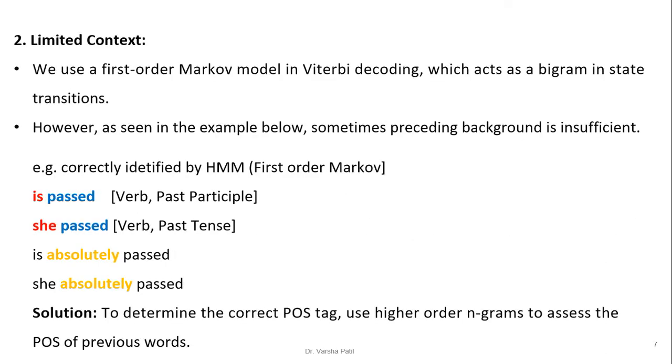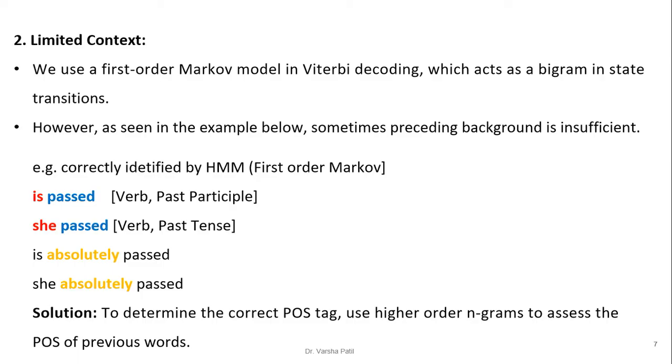Next is the limited context. In the HMM model we use a first order Markov model, that is nothing but a bigram. That is, we are using only one word of previous history in Viterbi decoding. However, as seen in the example below, sometimes the preceding context is not sufficient.